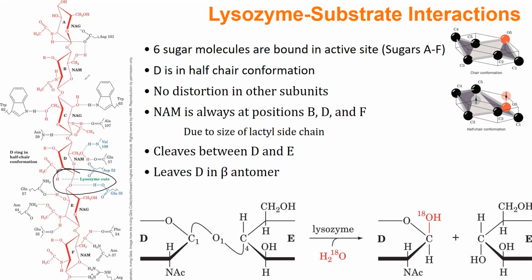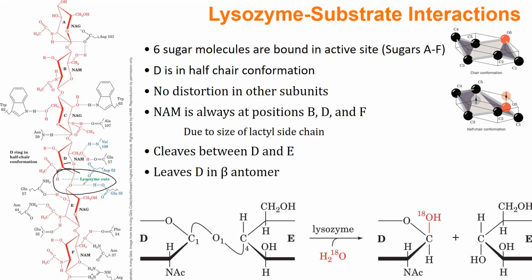What lysozyme does is that it binds 6 sugars at a time. So it'll go and bind to 6 sugars. And the way it binds, it will distort the 4th sugar, or the D sugar. It will force it into the half chair conformation. What you need to know about that is that it causes a steric hindrance. You're making the D sugar feel uncomfortable. Energetically speaking, this is an unfavorable conformation.